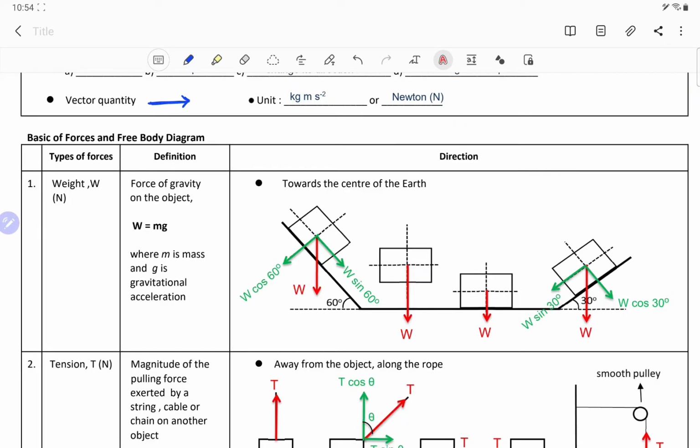Okay, so let's look at the first basic force, which is weight. Weight is the force of gravity on the object, where m is the mass and g is the gravitational acceleration. So for any object that has mass, setiap objek yang ada jisim will experience gravitational acceleration. So the product of m times g will give you the weight. To draw the vector for weight, the direction is always towards the center of the earth regardless of the position. Tak kisahlah bentuk dia, kedudukan dia macam mana pun, mesti daripada titik pusat dia, the vector is going down.